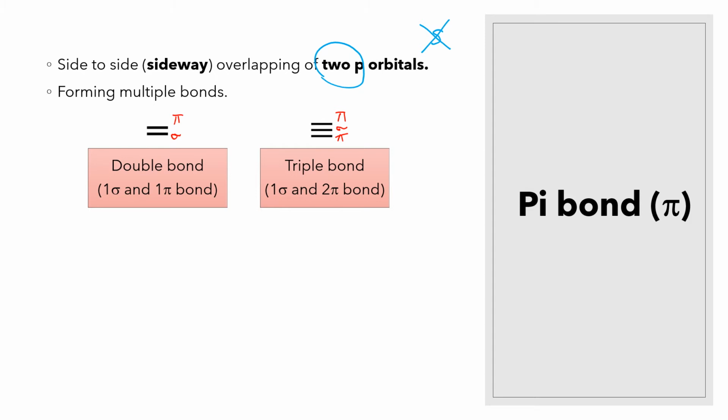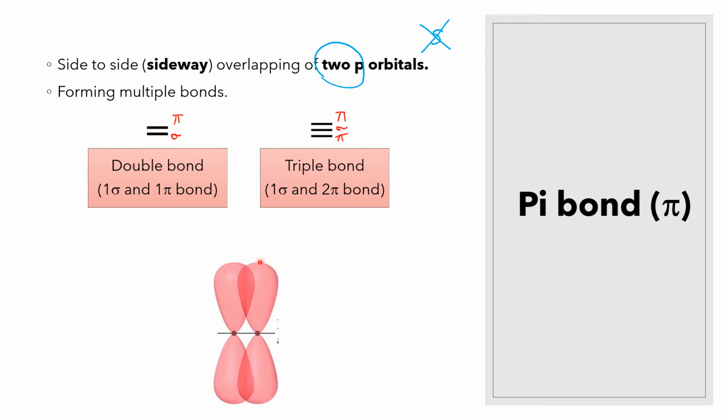So apakah maksud side to side overlapping? Maksudnya adalah bila kita ada 2 p orbitals, okay, so 2 p orbitals ini, they will approach each other secara side to side, sebelah menyebelah. Okay, and at the end, maka akan berlakulah this kind of overlapping. So this overlapping kita panggil sebagai side to side overlapping. Okay, dan orbital yang terlibat mestilah orbital p sahaja.